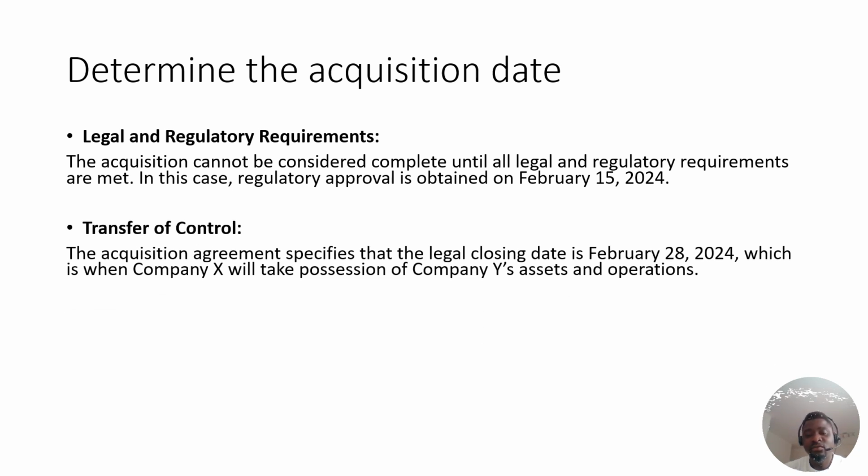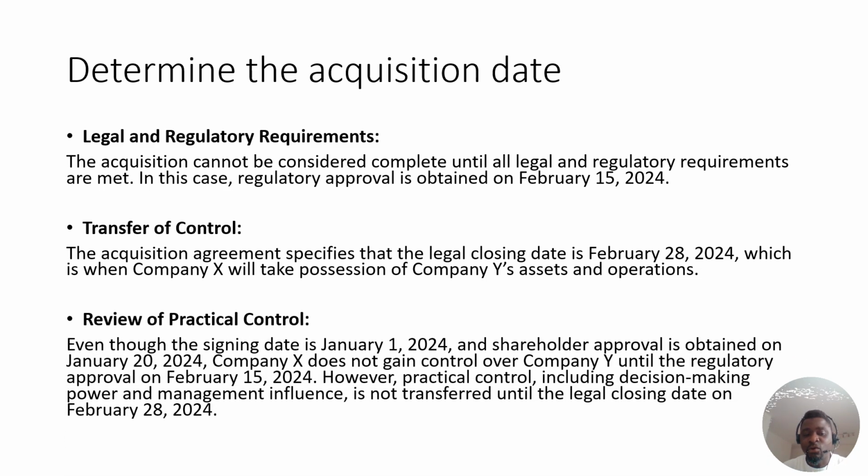Transfer of control. The acquisition agreement specified that the legal closing date is February 28, 2024. It's different from the regulatory approval date of February 15. We have another date here, the legal closing date, February 28, 2024, when company X will take possession of company Y's assets and operations. Looking at these two, which one do you think takes precedence? I said earlier that control takes precedence over anything. Control can occur at any point in time.